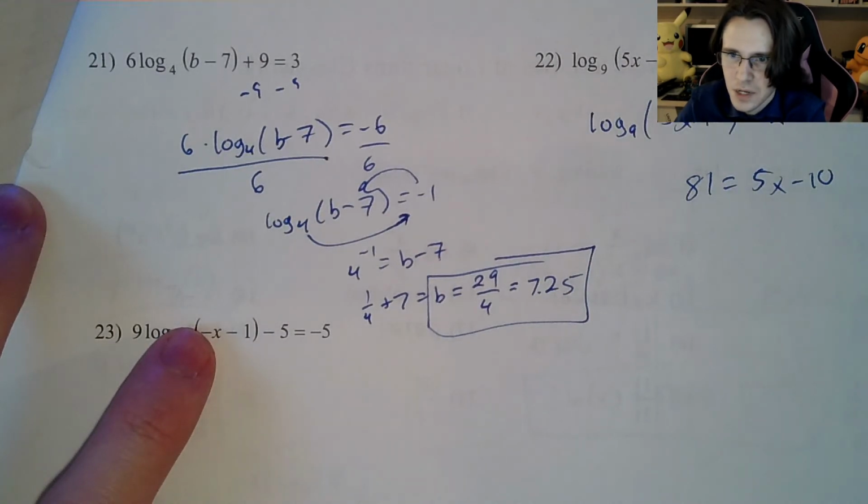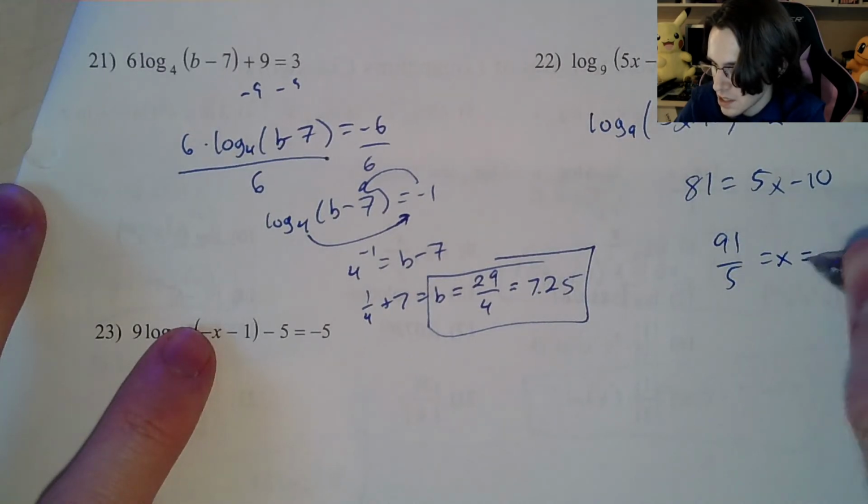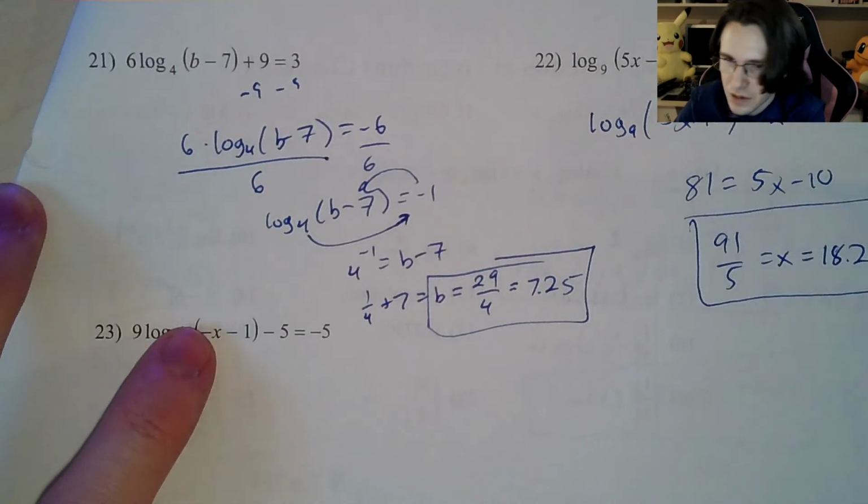81 plus 10 is 91. Divide by 5, 91/5 is equal to x. You could also decimalize it if you wanted to. So decimalizing it, you would get 18.2. Does not matter to me.